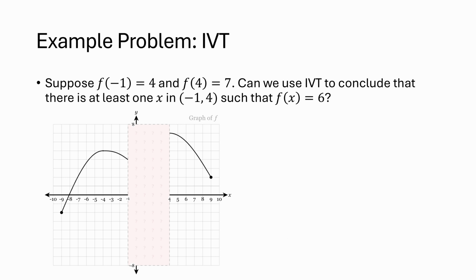So I'll give you an example problem. Pause this video if necessary to solve it. Suppose f of -1 equals 4 and f of 4 equals 7. Can we use IVT, the intermediate value theorem, to conclude that there is at least one x in -1 comma 4 such that f of x equals 6?